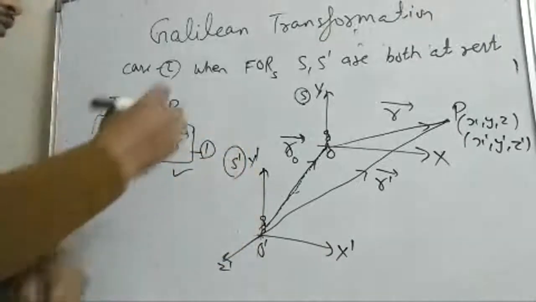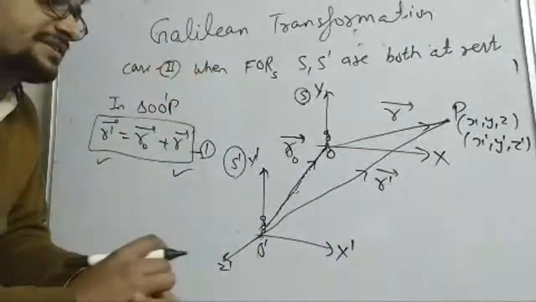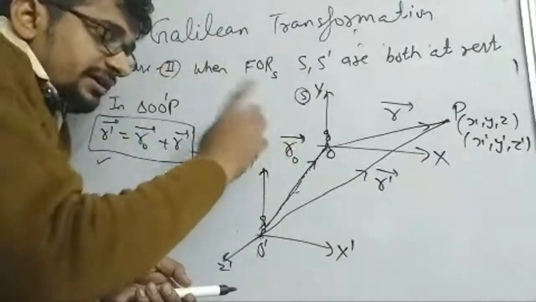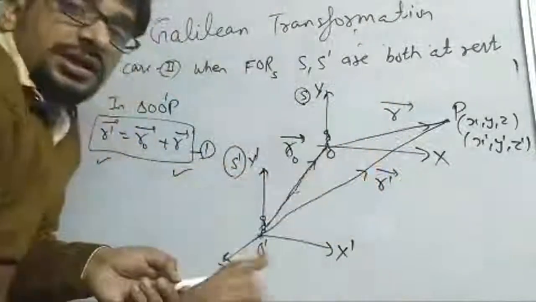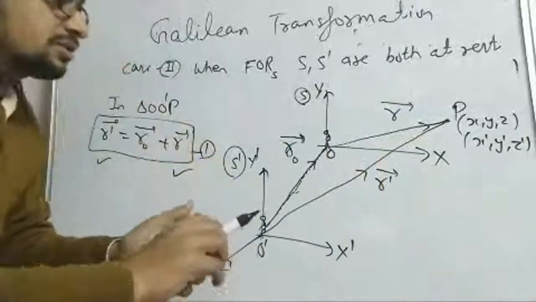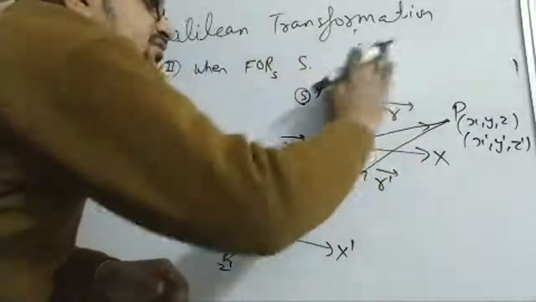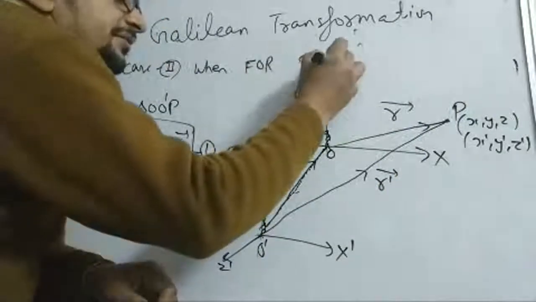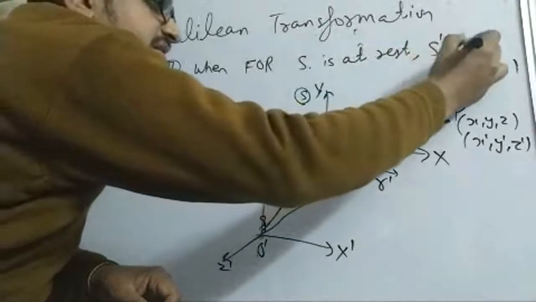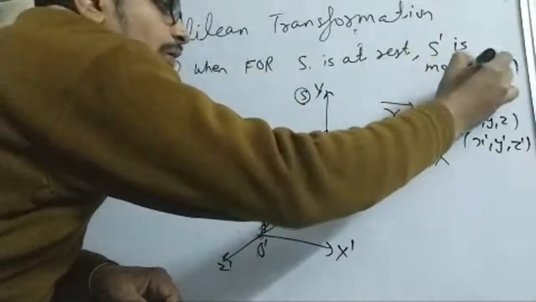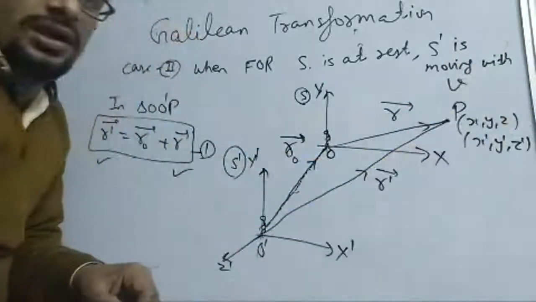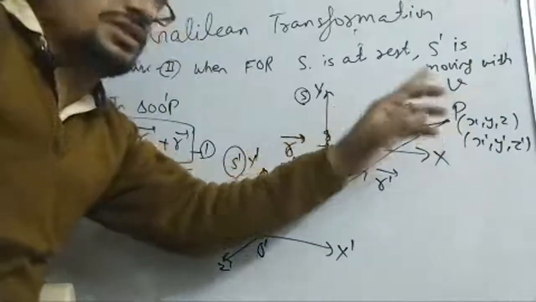Okay, thank you. Now case second. Case second is when any one frame of reference or any one system is moving with constant velocity, because we are talking about the inertial frame of reference. So let us assume that system S is at rest and system S dash is moving with constant velocity V. You can write it shortly with V.